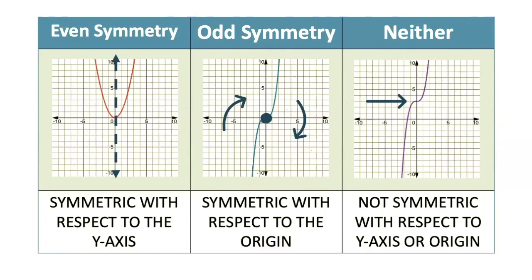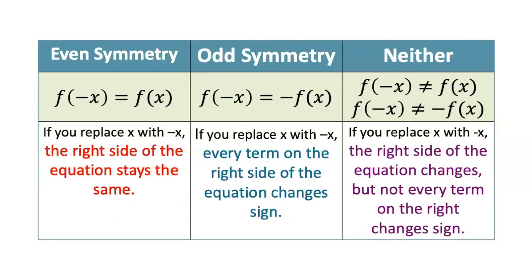When you have the graph of the function, it's pretty easy to sort out what type of symmetry it has. It's a little bit trickier if all you have is the equation for the function. This slide summarizes the information you need to know. One of the key takeaways here is that in each case, you need to replace x with negative x in the original function. Then you look at what happens to the function as a result.